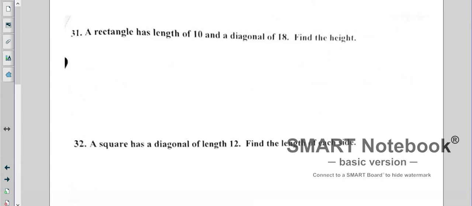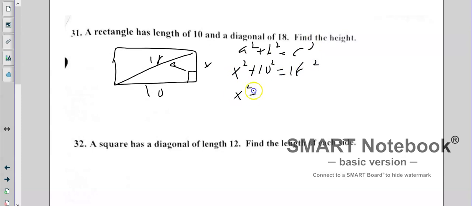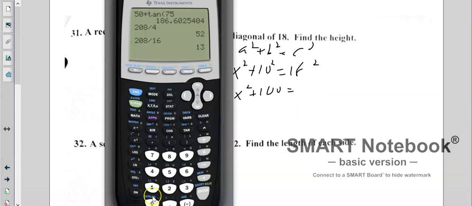A rectangle has a length of 10 and a diagonal of 18. Find the height. Okay. Well, again, this is a right angle because it's a rectangle. That's my hypotenuse here. So a squared plus b squared equals c squared. X squared plus 10 squared equals 18 squared. This is 100. I should know what 18 squared is, but 18 squared is 324.